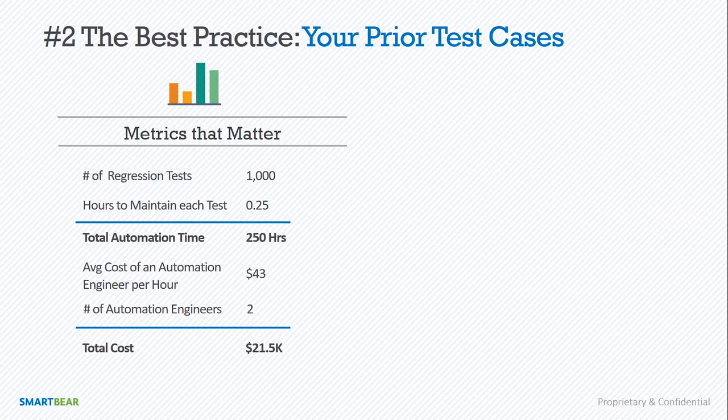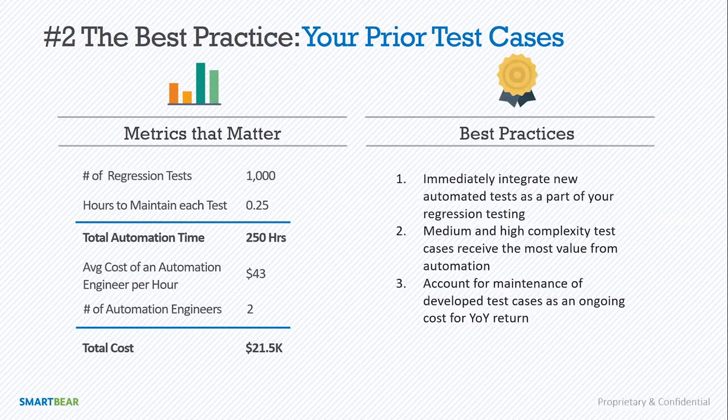The second is the best practice, your prior test cases that you're essentially going to use for regression testing. Our ROI calculation converts every new test to be a regression test, and it assumes that every new test will be a regression test. So here, you want to make sure that you immediately integrate those automated tests, that you have a process in place to do that.